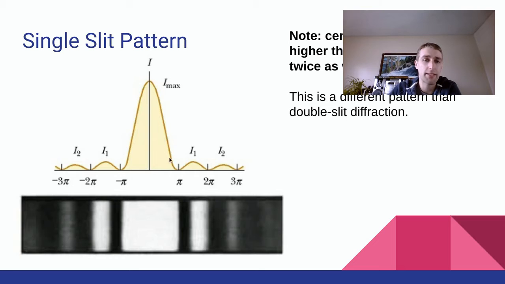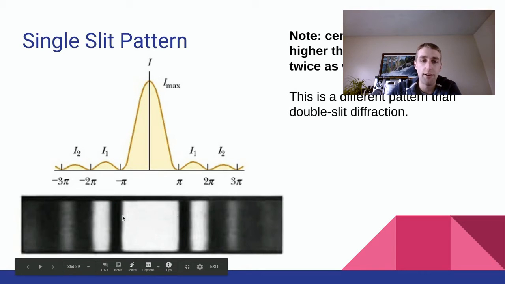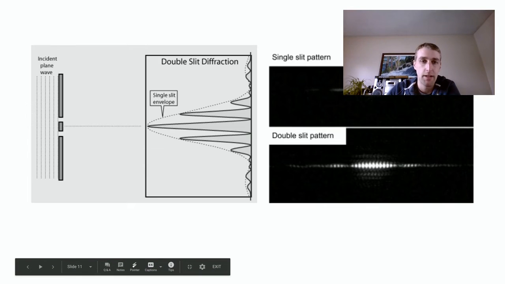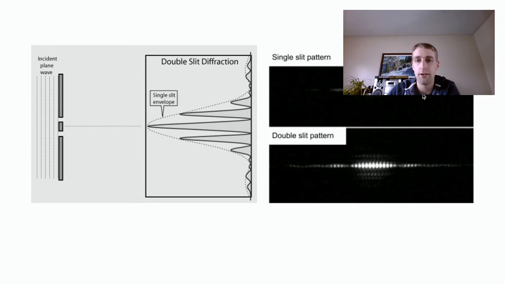And like I said, the biggest thing that makes this pattern different is the fact that this central spot is so much wider than the others. It's also brighter, a lot brighter than the others too. You can see that in the pattern here. So single versus double slit. Here is a single slit pattern. Here's a double slit pattern.